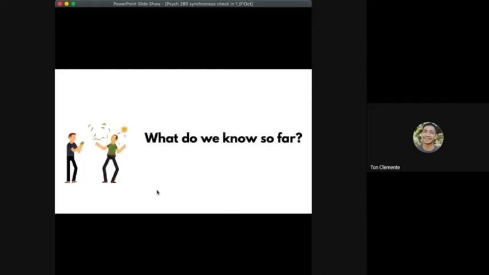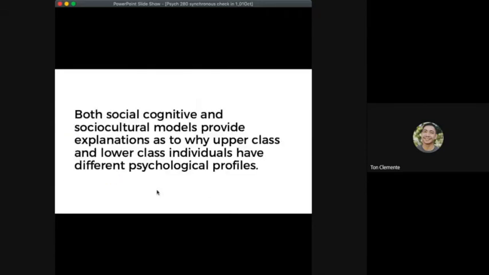Okay? So what do we know so far based on these two models? Okay. So itong social cognitive and social cultural models, actually, they provide explanations as to why the upper class and the lower class individuals have different psychological profiles. So kung mapapansin niyo yung kasaysayan ng social class research in psychology, ang unang inaral talaga ay ano yung pagkakaiba ng mga tao in the lower class and in the upper class.